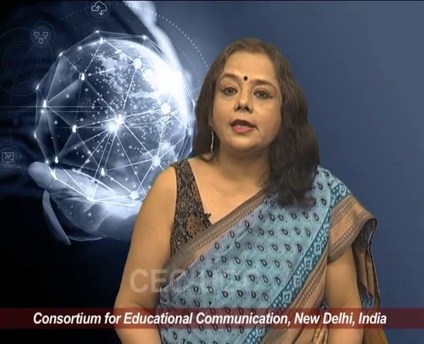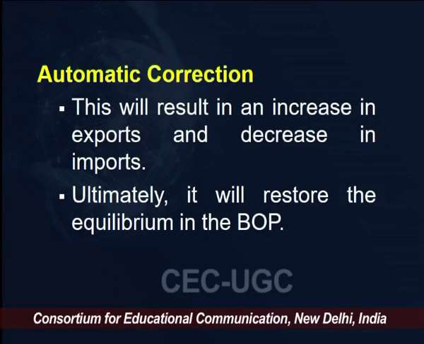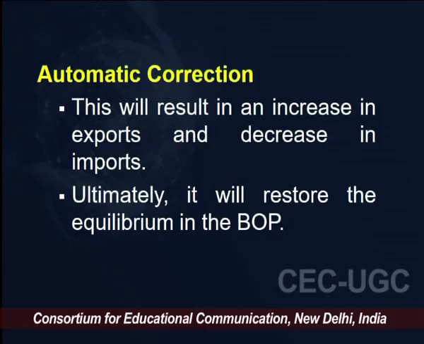So, for example, if India is facing a BOP deficit, the demand for foreign currency exceeds its supply. This will increase the exchange rate and a fall in the external value of rupee. What will happen then? India's exports will become cheaper and its imports will become costly. This will result in an increase in exports and decrease in imports. So, the situation will be reversed. Ultimately, it will restore the equilibrium in the balance of payment. So, this is called automatic correction.